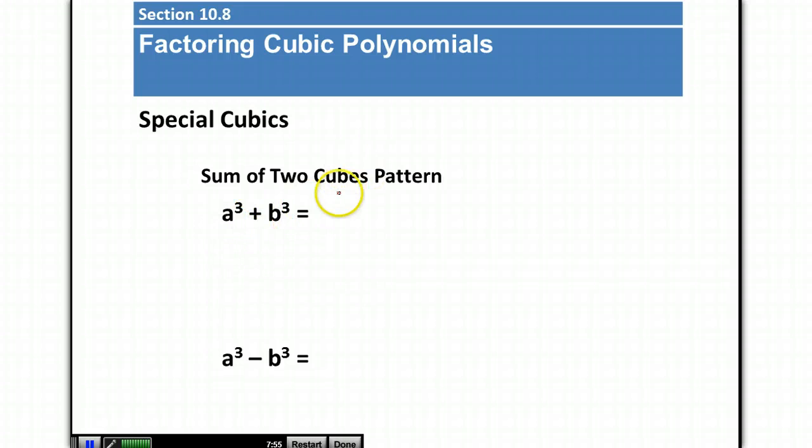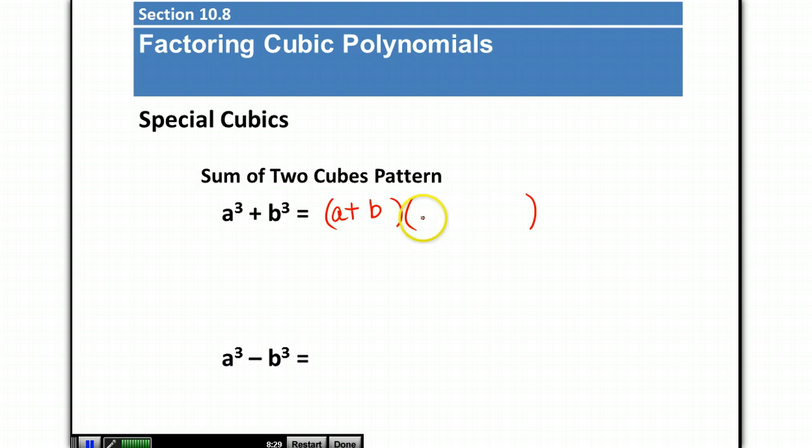A sum of two cubes will factor into a binomial and a trinomial. The binomial is going to be the cube root of a cubed. So what's the cube root of a cubed? The cube root of a cubed is a. So it's going to be a. The cube root of b cubed is going to be b. And if it's a sum of two cubes, we have to put a sum in between the two of them.